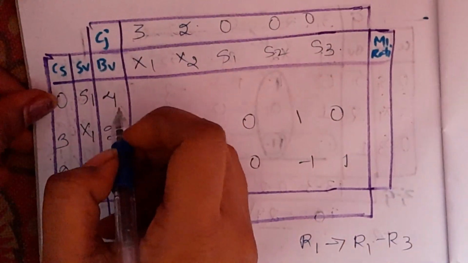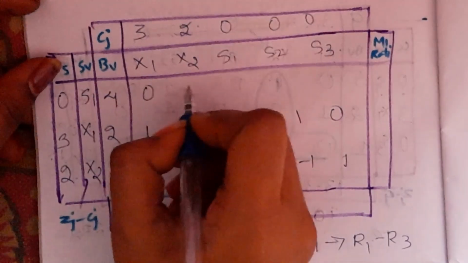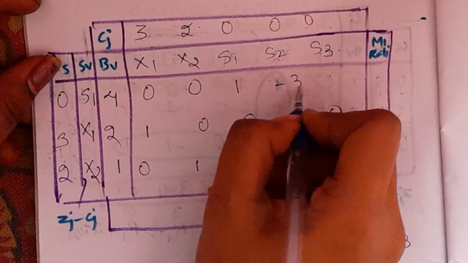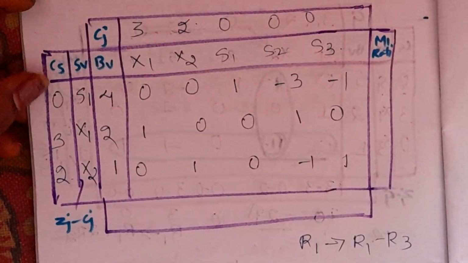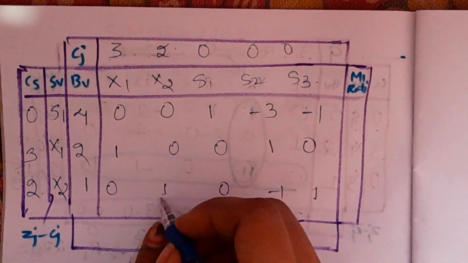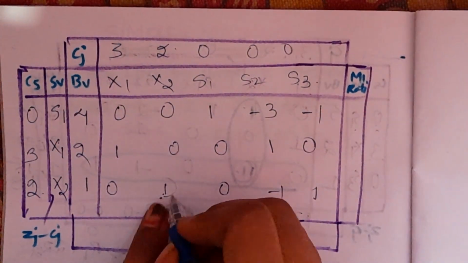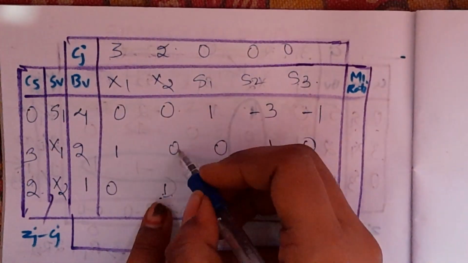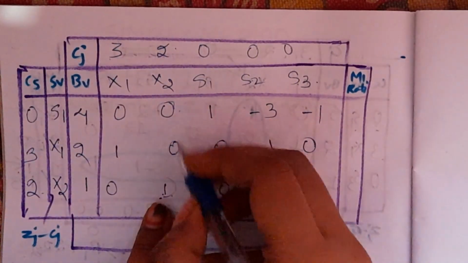These values have to be written in row 1: 4, 0, 0, 1, minus 3 and minus 1. So see guys, in the previous table we got this as the pivot element. The pivot element's upper elements have to be 0, so we got 0.